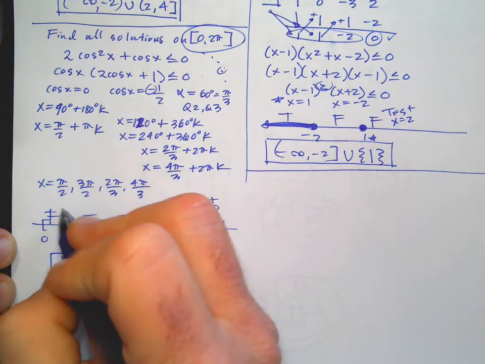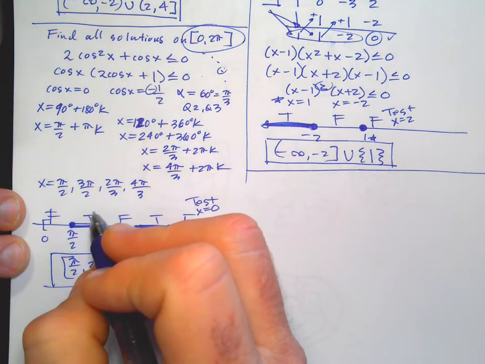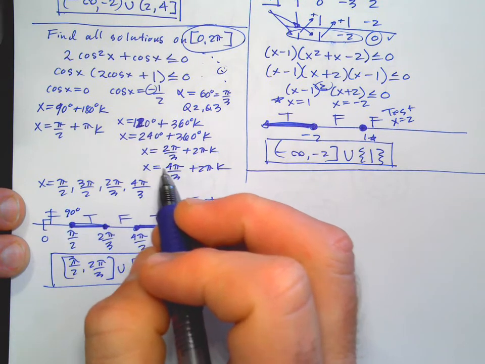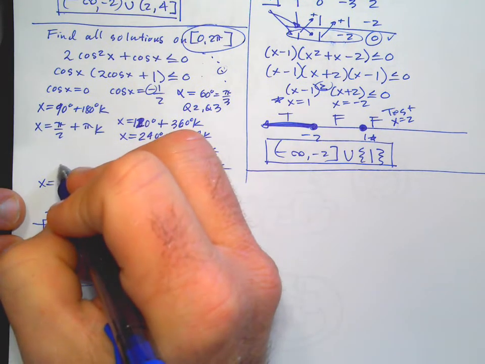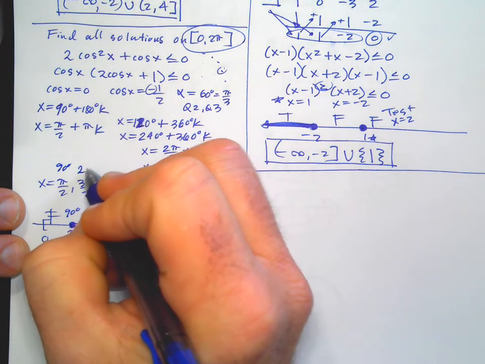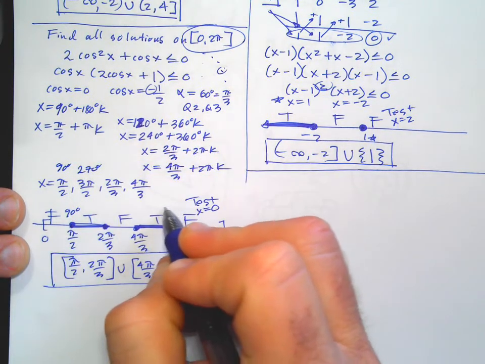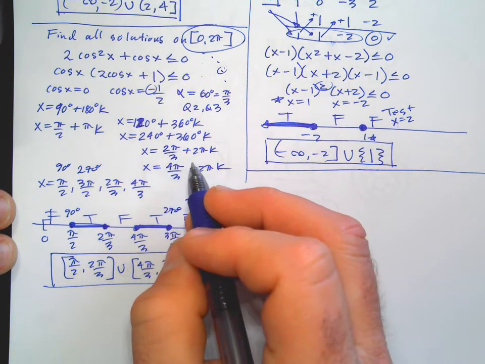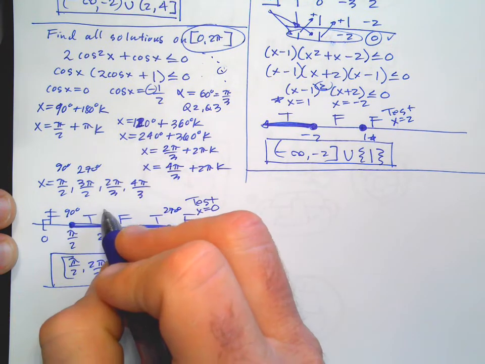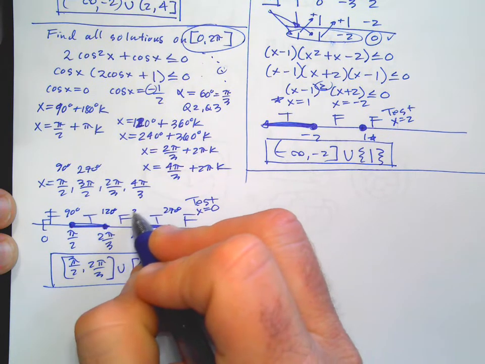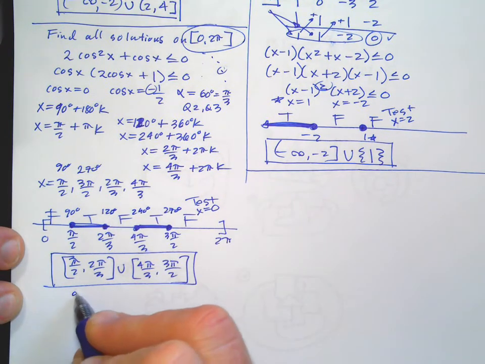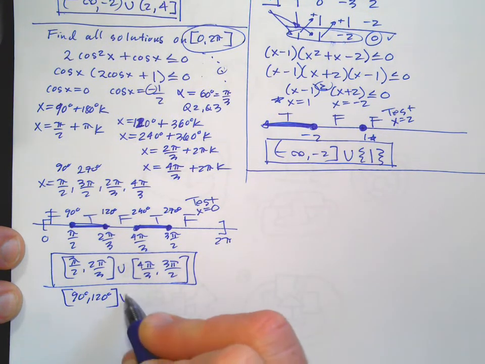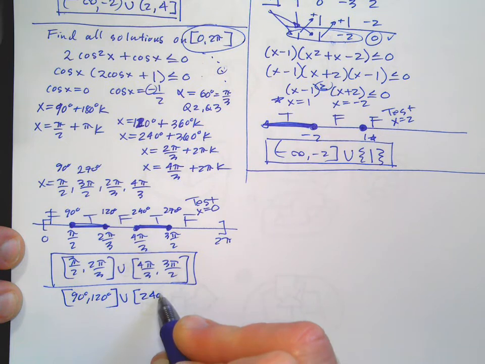Or in degrees, that would have been 90 degrees was pi over 2. Right? 90 degrees plus 180 is 270 degrees. And then 2 pi over 3, that was 120 and 240. So that would be 90 to 120 and 240 to 270.